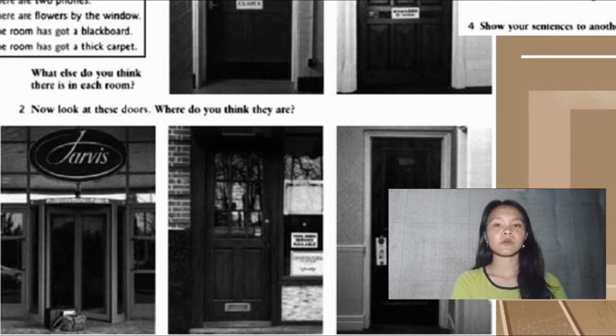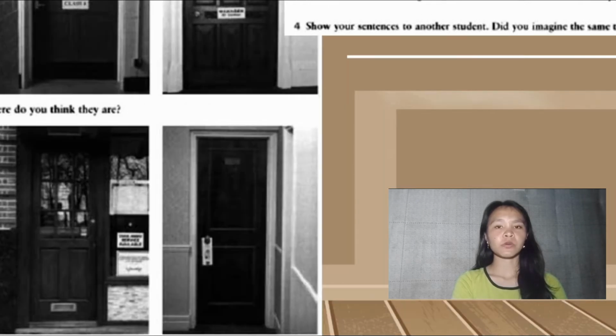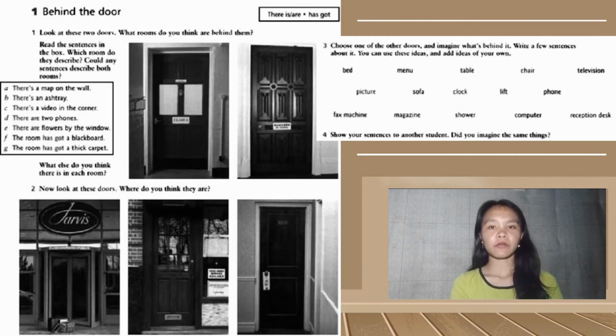Let's say the first one is a restaurant where things like menu, table, chair, and reception desk can be found. And the second door might be a door in the living room where things such as television, picture, sofa, clock, and magazine can be found. And the last door could be a door to a bedroom where things such as bed, clock, phone, shower, and computer can be found. Then after that, they can try to compare their answers to their classmates in order to see if they got the correct or the same answers and if they have identified the same place behind those doors.